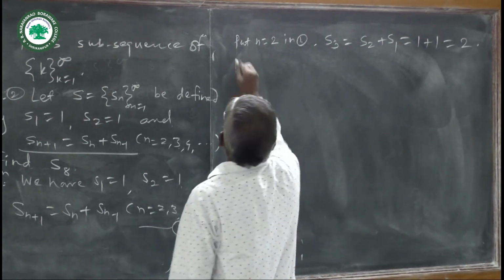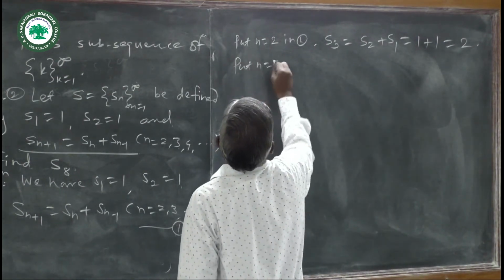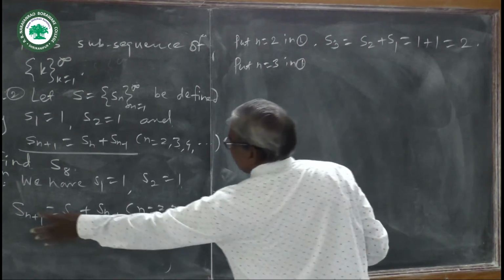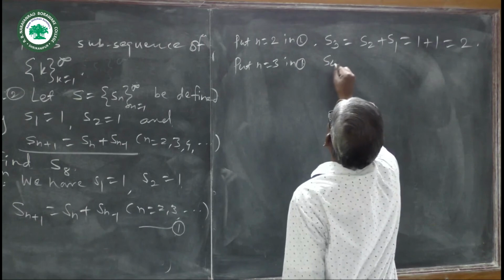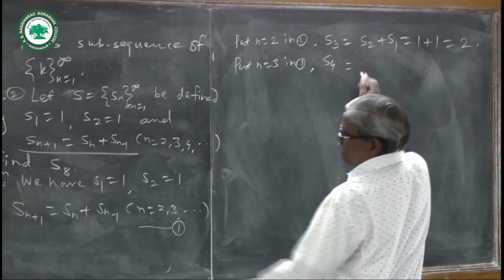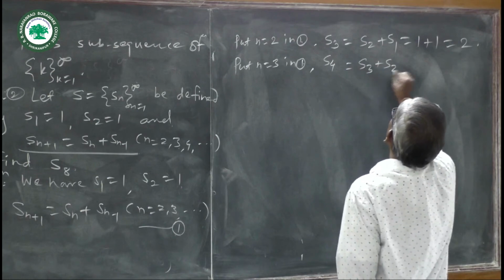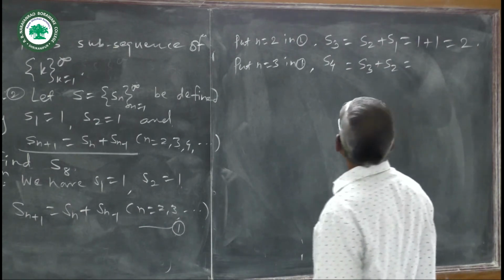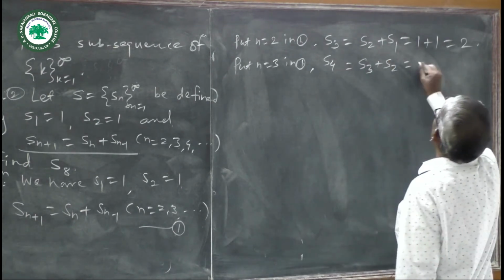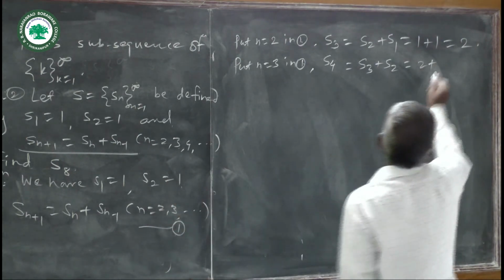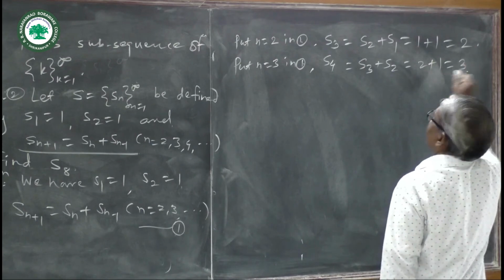Again put n is equal to 3 in 1. We obtain 3 plus 1 is 4, S4 is equal to S3 plus S2, which is equal to S3 is 2 plus S2 is 1, is equal to 2 plus 1 is 3.